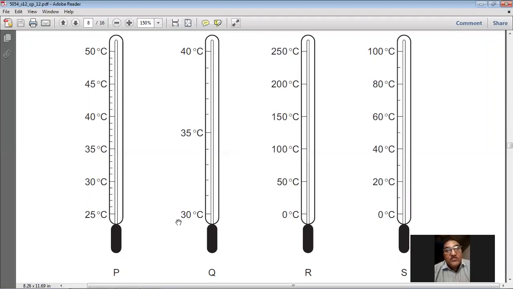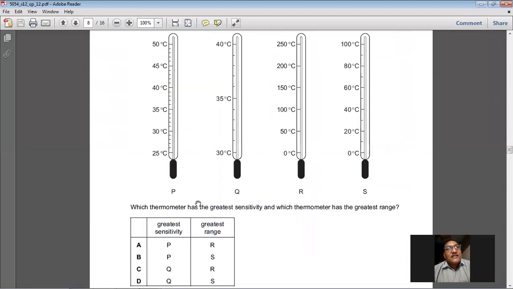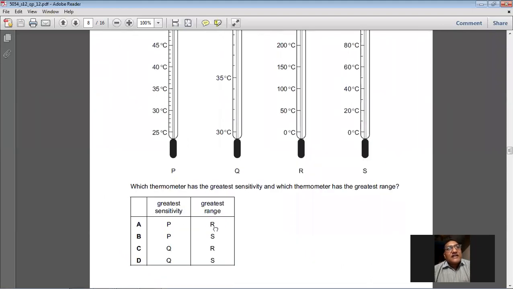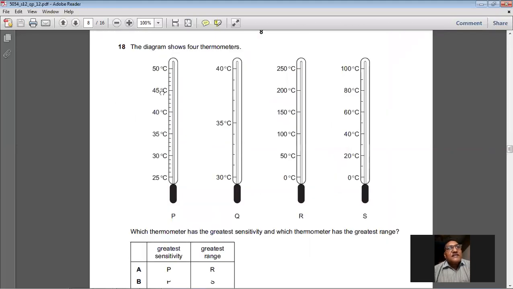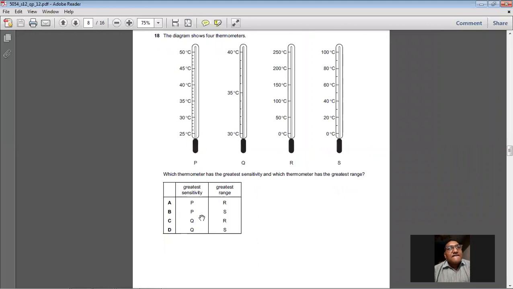250 is its range. And the thermometer which has the least range will be the most sensitive. This one has only a range of 10, so it has the greatest sensitivity. The greatest sensitivity is with Q, and the greatest range is R, so QR. So C is the choice. Question number 18, C is the choice.